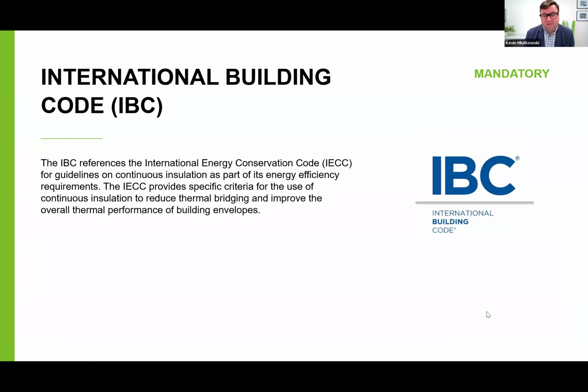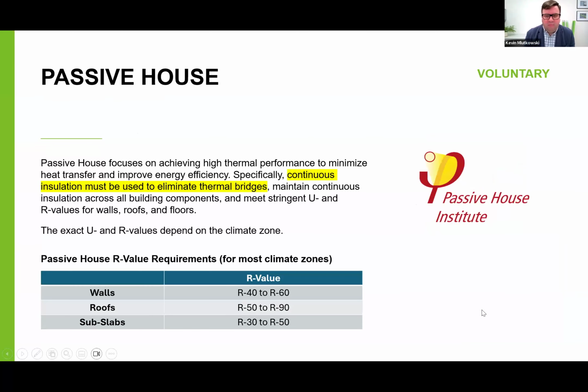Switching to the voluntary code requirements, there's a lot of interest in passive house certification from both a residential and a commercial perspective. And continuous insulation is one of the 5 key principles of passive house certification, specifically using continuous insulation to eliminate thermal bridges. So there's a huge demand for really the best and highest efficiency of walls through passive house certification. So providing an ideal opportunity to use some of the best continuous insulation systems on the market.